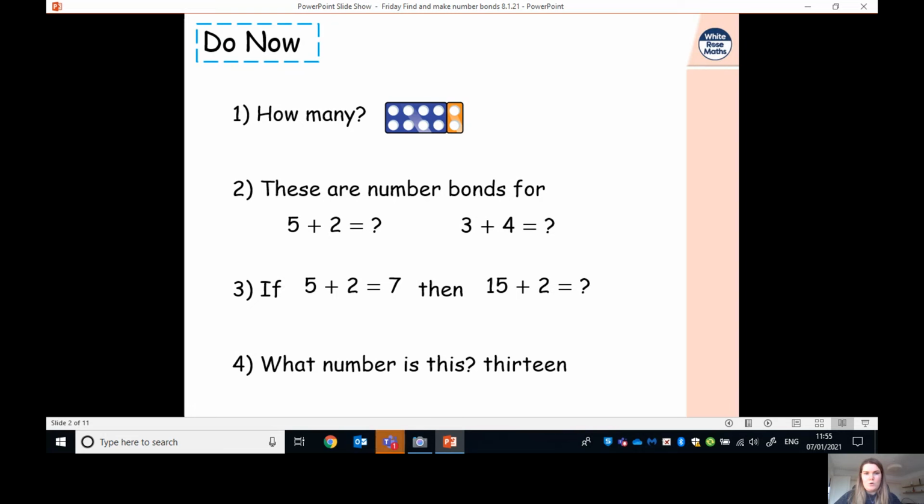Great, let's have a look at what we've got. So this was 8 plus 2 is 10. These were the number bonds for 7. 5 plus 2 is 7. And 3 plus 4, absolutely 7. 5 plus 2 makes 7. 15 plus 2, you've got it, 17. Well done, using the number bond to help us. And what number is this? It was 13. Great job, guys.